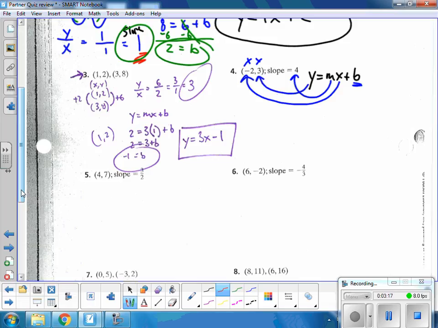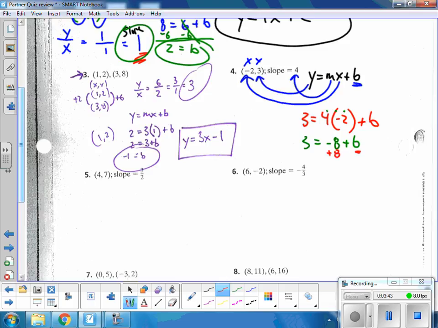So let me plug all those pieces in. So y is 3, my slope is 4 times my x is negative 2, and it's plus b, and that's what I'm trying to find. Let me simplify this. 4 times negative 2 is negative 8 plus b. I'm looking at the side with the variable, which is b, and so I'm going to undo a negative 8.